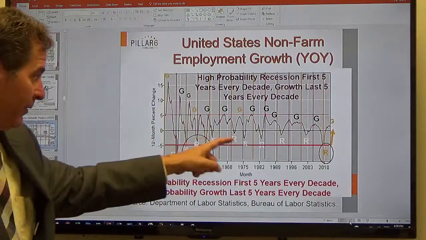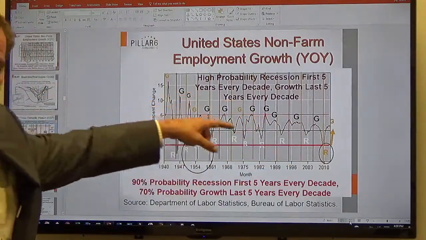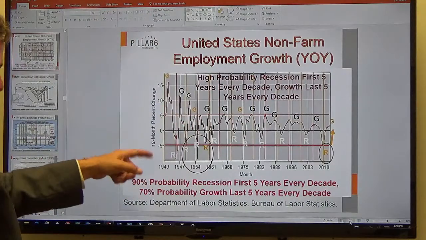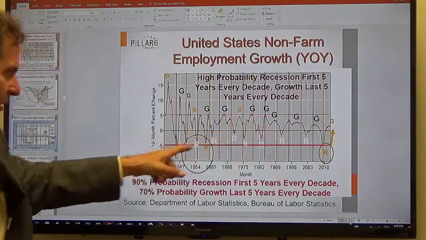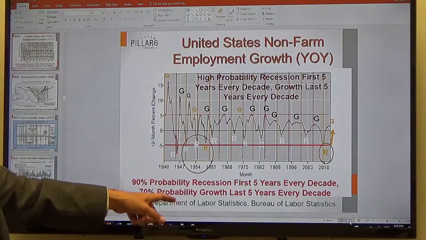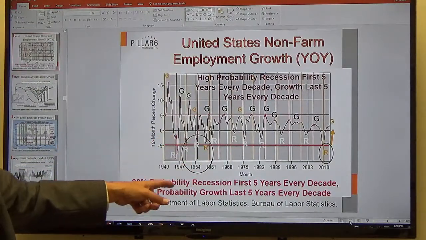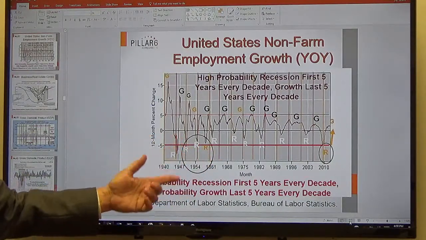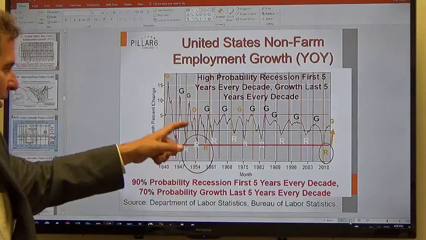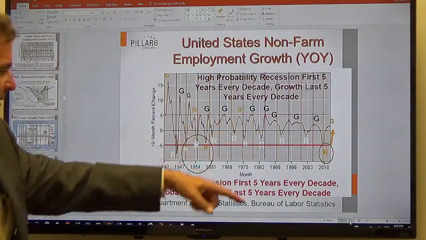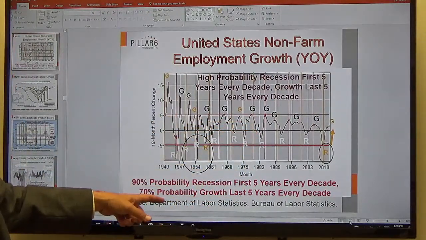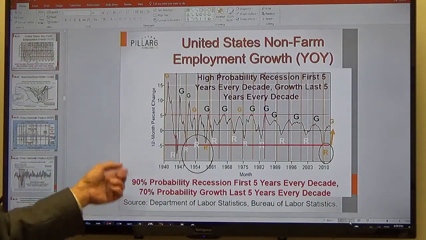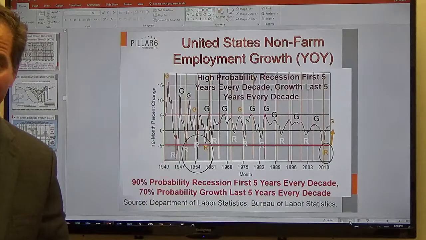And then I coded all the recessions and I coded all the growth peak phases in the business cycle going back to 1940. And notice that almost all of the recessions occurred in the first 5 years of every decade. So I calculated a 90% probability that a recession would occur in the first 5 years of every decade. And most of the growth peak phases occurred in the last 5 years of every decade. So there was a 70% probability that we'd be in growth peak in the last five. It would be a 90% probability we'd be in a recession in the first five.